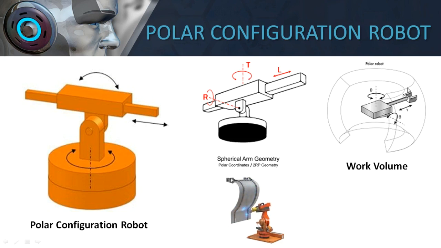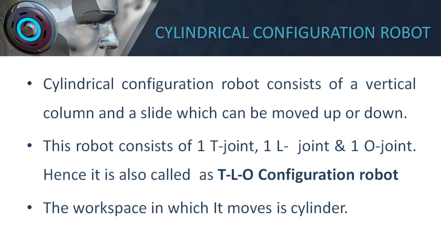And the work volume talks about the space in which it can execute the operation. So what is the farthest distance that its arm can reach? And then when it is rotated around the axis of the rotational joint, what is the maximum height that it can reach? So that is how the polar configuration robot works. I hope you have understood what is a polar configuration robot. Next, we'll see the cylindrical configuration robot.